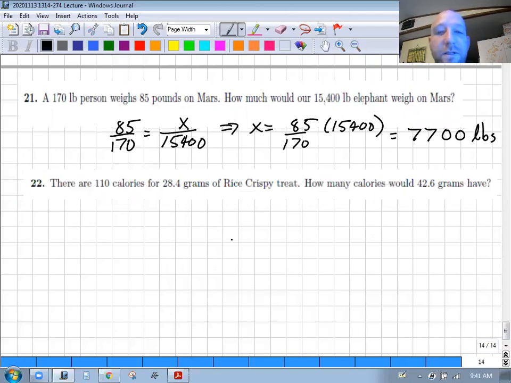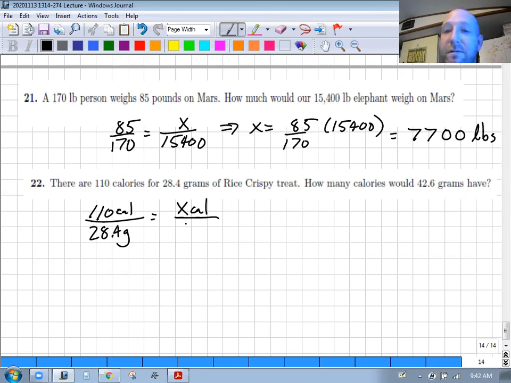All right, there are 110 calories for 28.4 grams of Rice Krispie treats. How many calories would 42.6 grams have? 110 calories for 28.4 grams. So how many calories for 42.6 grams? Okay.